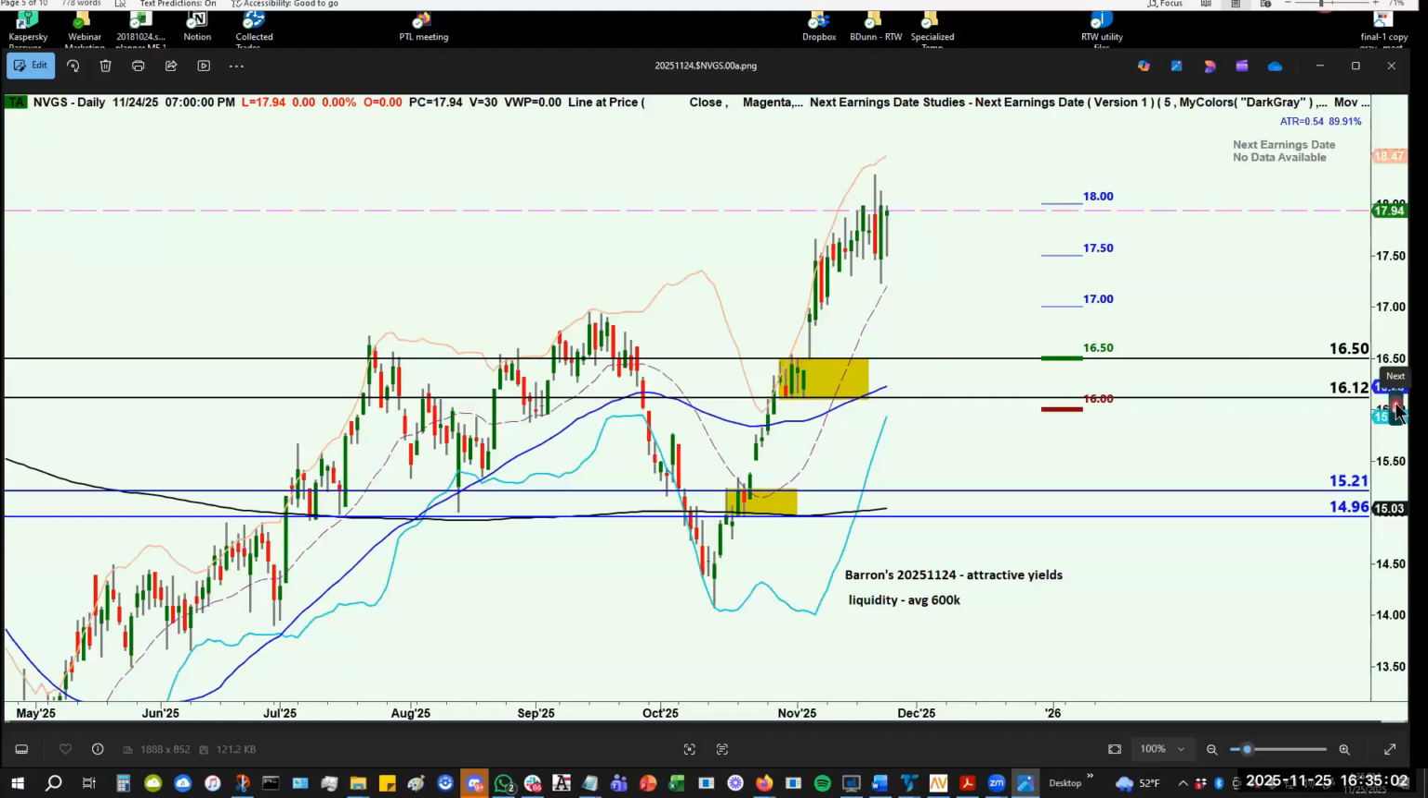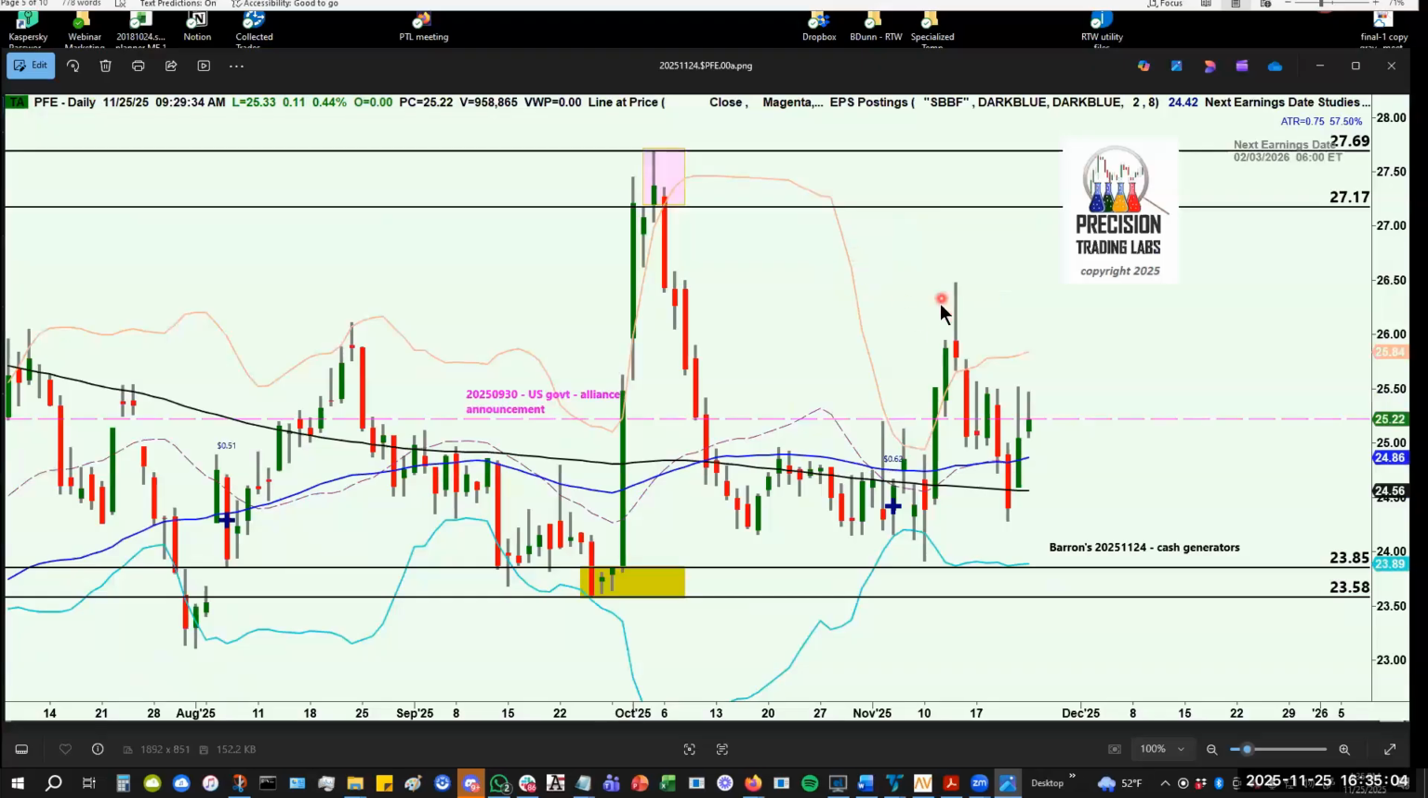But anyway, that's NVGS. Here's our old friend Pfizer. This was another one of those cash generating companies that the article talked about here. And so you can see right here, there's a drop base rally there. That was a rocket up there.